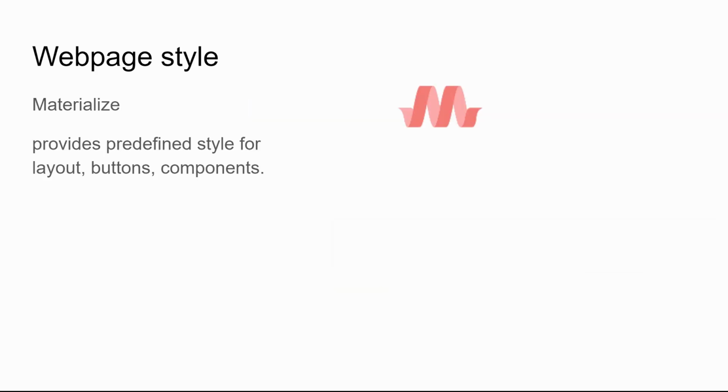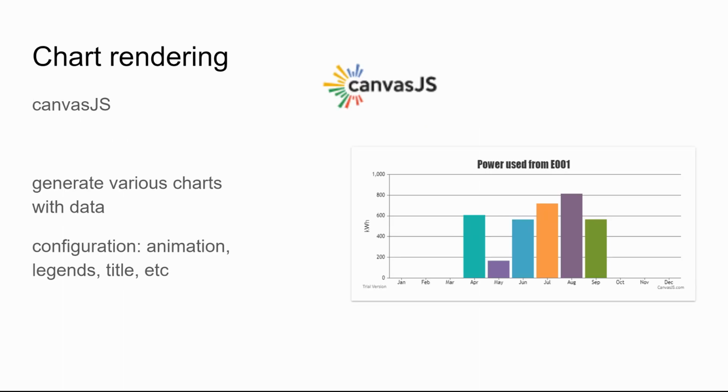For the website style, I use Materialize as the style. It is an external CSS style sheet. It has predefined styles for the layout, the buttons, and the other components. And for the chart rendering, I use CanvasJS, so it can generate many charts with the data entered by the user.